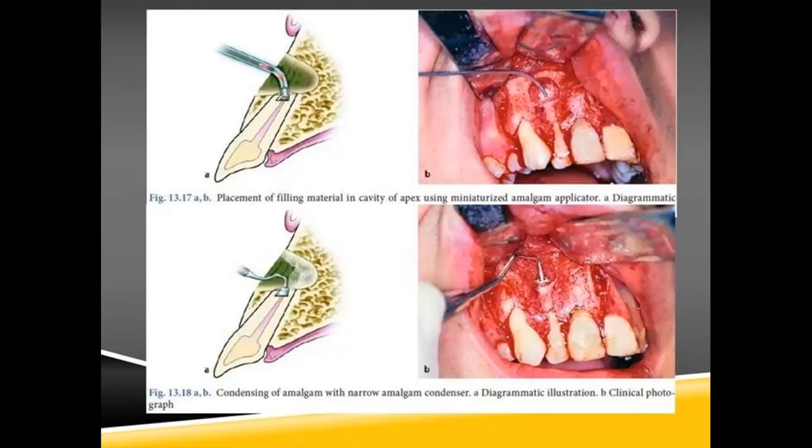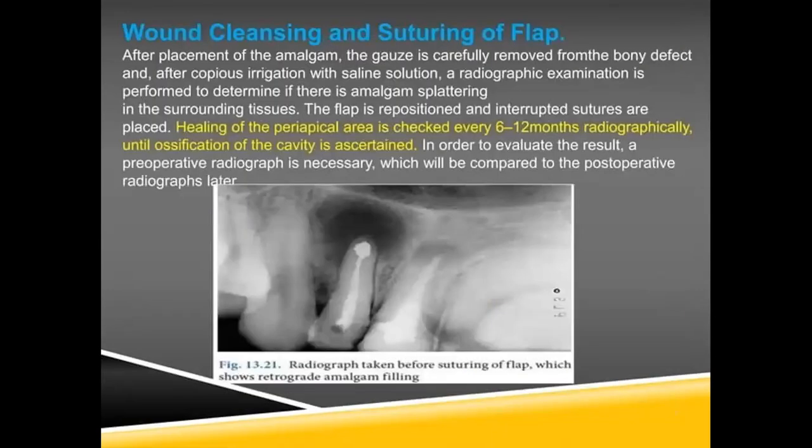After placement of the amalgam, the gauze is carefully removed from the bony defect and copious irrigation with a saline solution is done. A radiographic examination is performed to determine if there is amalgam scattering in the surrounding tissue. The flap is repositioned and the adapted sutures are placed. Healing of the periapical area is checked every 6 to 12 months radiographically, and ossification in the cavity is ascertained.